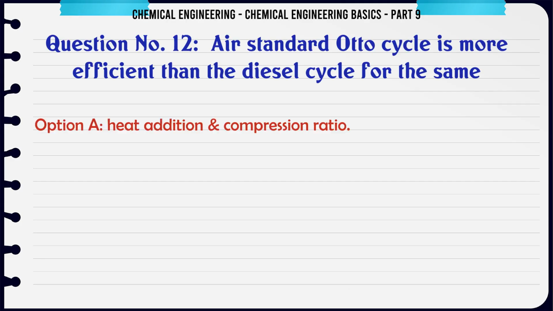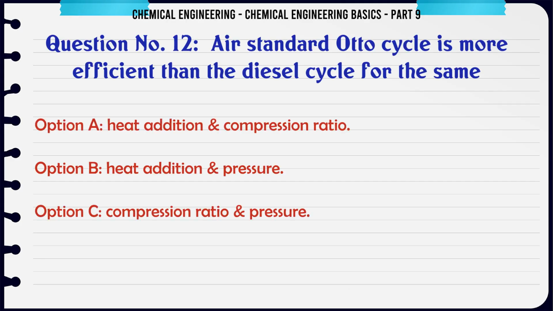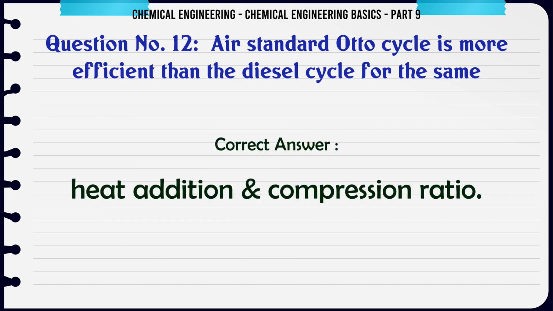Air standard Otto cycle is more efficient than the diesel cycle for the same: A. Heat addition, compression ratio. B. Heat addition, pressure. C. Compression ratio, pressure. D. Cylinder dimension, RPM. The correct answer is heat addition, compression ratio.